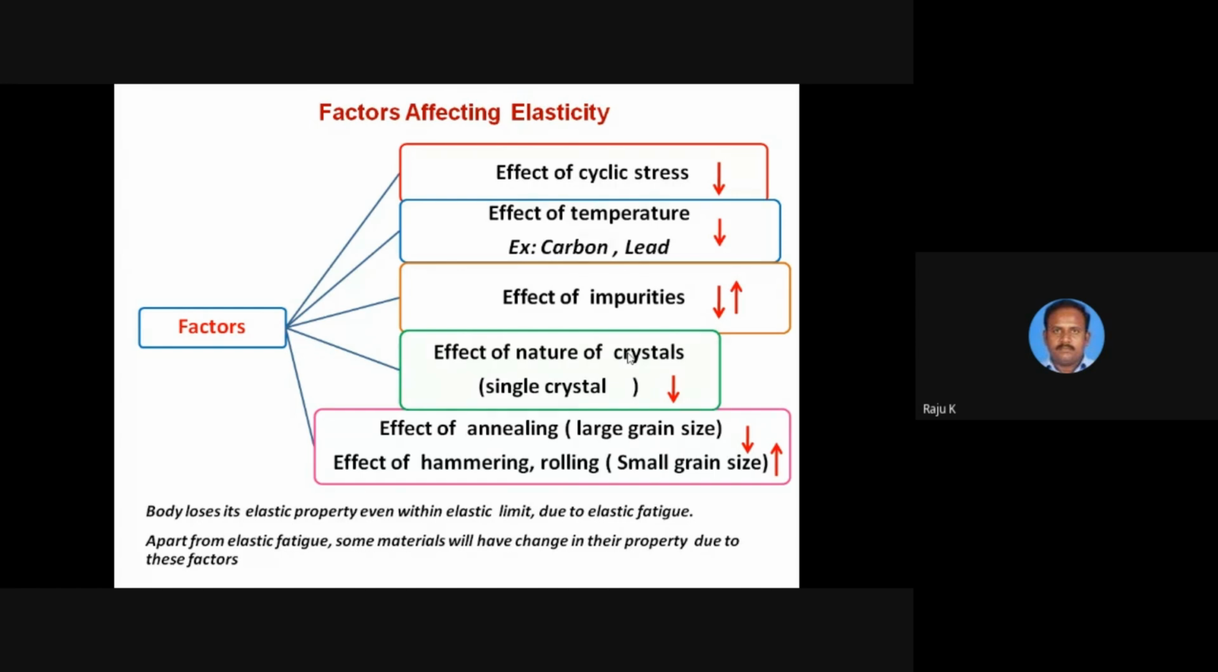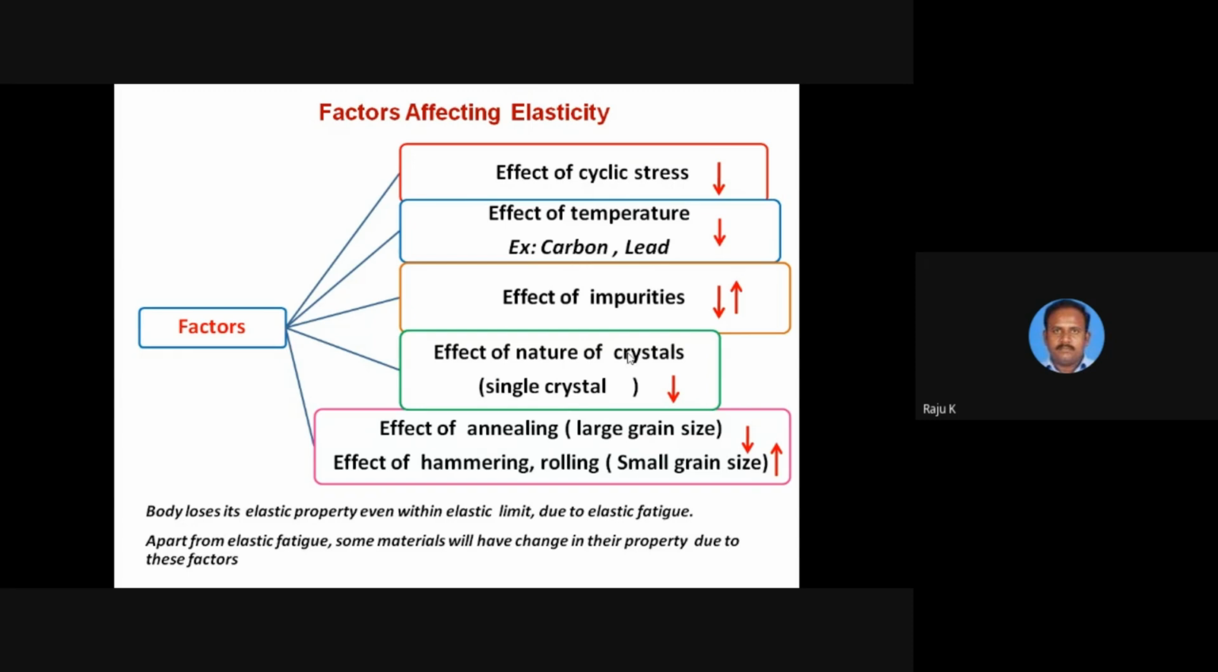The same way, if the stress is repeatedly given to a material, the material started to lose its elastic nature. And then the effect of temperature. The increase in the temperature generally decreases the elastic property of the material. For example, the elastic property of invar steel is not affected by the temperature, but for carbon, lead, or some materials, upon increasing the temperature, the bond existing between the atoms may be disturbed. Due to the thermal agitation, the bond will be broken, which causes some change in the material. That shows a decrease in the elasticity of the material.